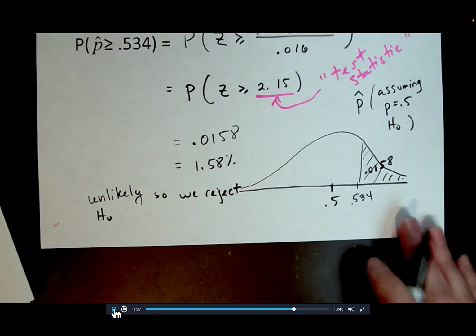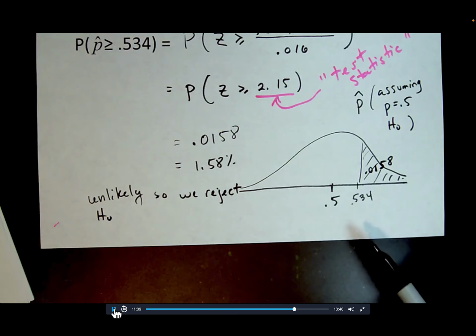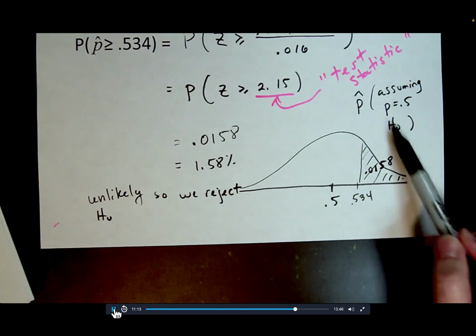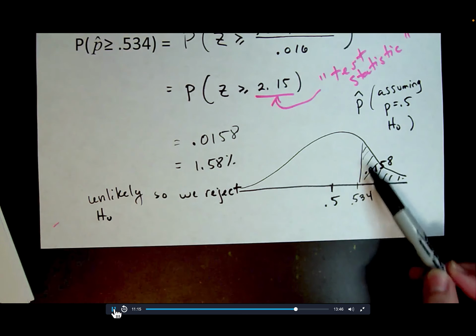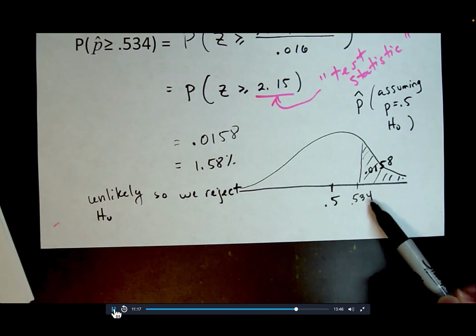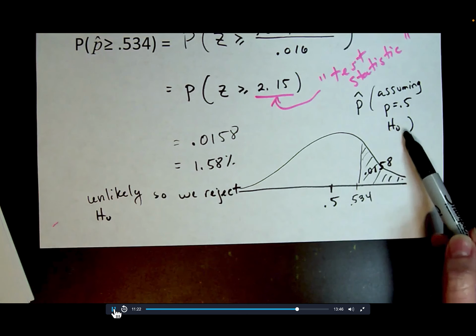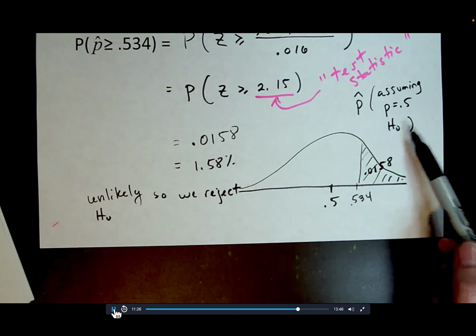So again, the way we got this probability was by assuming the null hypothesis was true. We got a very small probability of 0.534, or even worse than 0.534, happening under that assumption. So we're now going to reject the assumption.